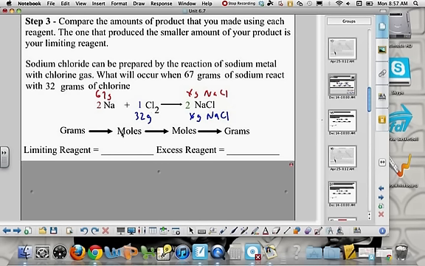So label your limiting and excess reagent. One of these will be sodium, one of these will be chlorine. Compare your answers. Press next to try out your answer and see if you got it correct.